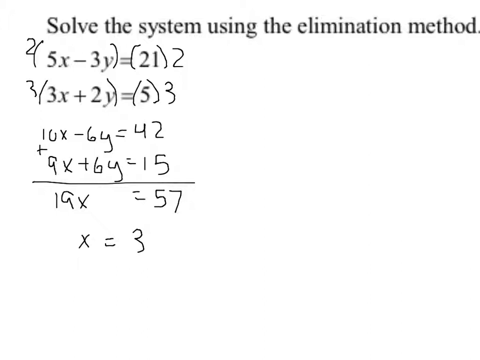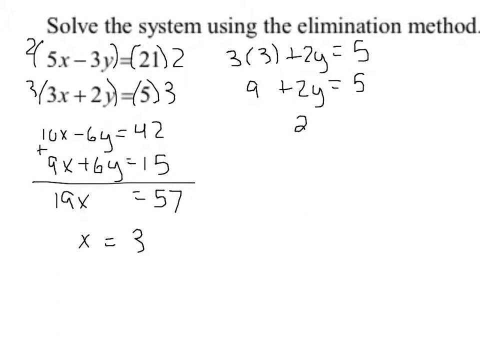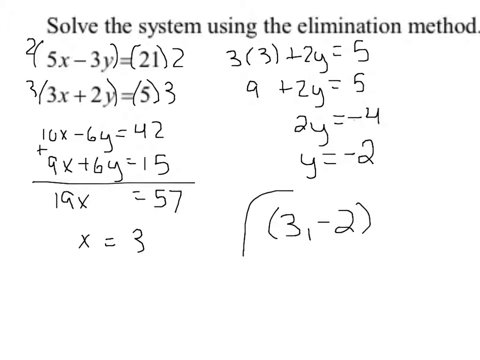So I'm just going to pick one of the original equations, plug it in. So 9 plus 2y equals 5. So 2y equals negative 4. So y equals negative 2. So the solution to the system, 3, negative 2. Alright, let's take a look at a couple others now.